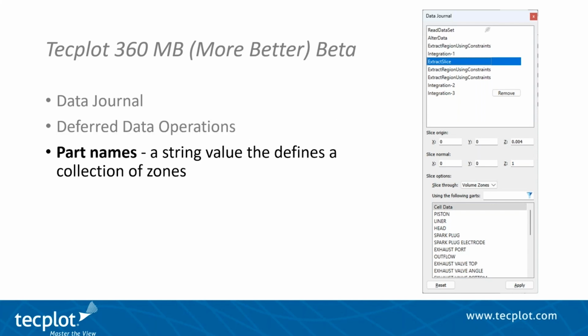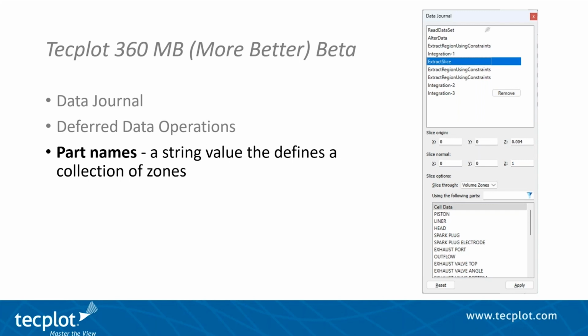And then finally, part names. A part is a new concept introduced in Tecplot 360, but it's very much like our old concept of strands. So if you're familiar with transient data, we group zones, which are a single object through time, using something called a strand ID. People have always been a little bit confused. What is a strand ID? And it seems just more natural to use part names.